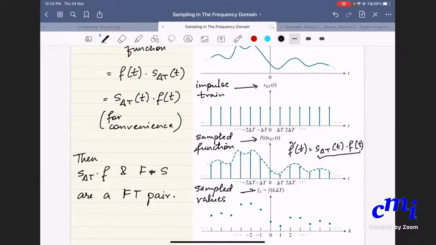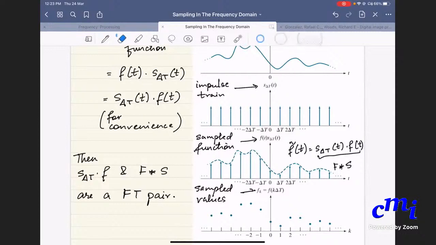Then this function, and the capital F and capital S, which are Fourier transforms of small f and small s respectively, this function and this are an FT pair. Correct? That's what the convolution theorem said. So S times F and capital F convolved with capital S are a Fourier transform pair. That is what we do.